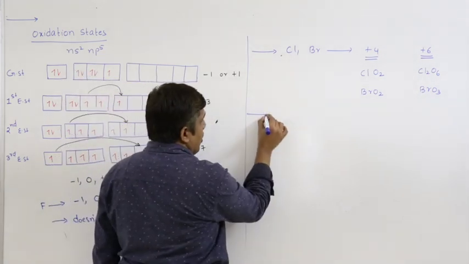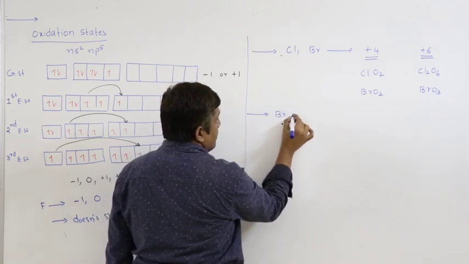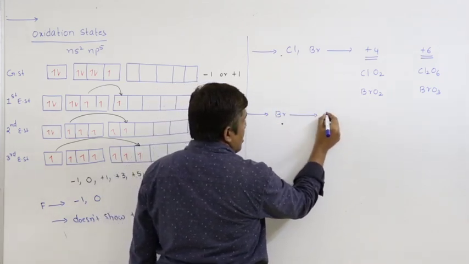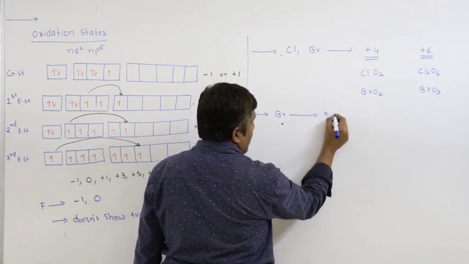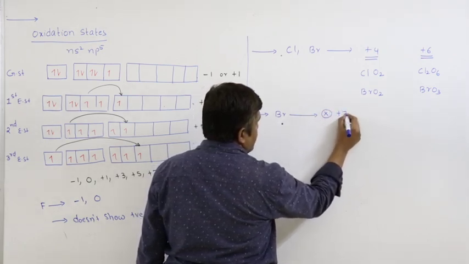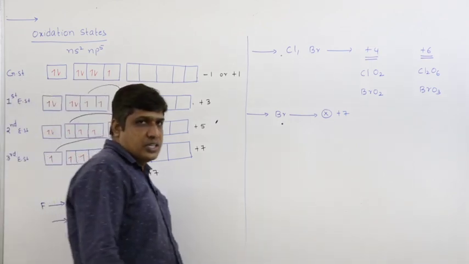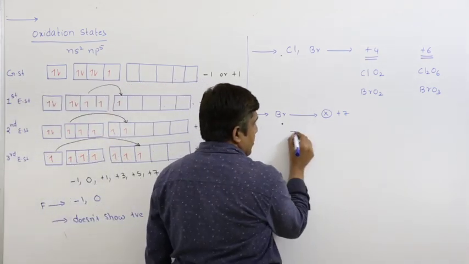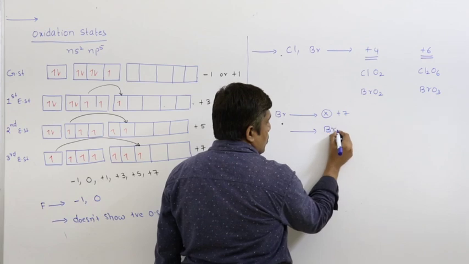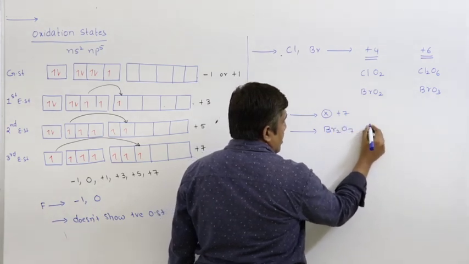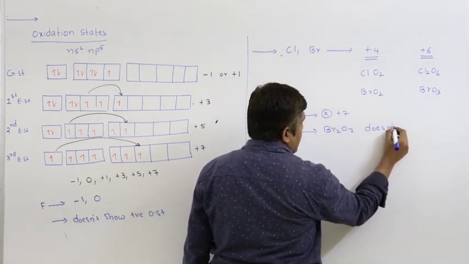One more important point, bromine does not show +7 oxidation state. Bromine does not show +7 oxidation state. That means Br2O7 does not exist.